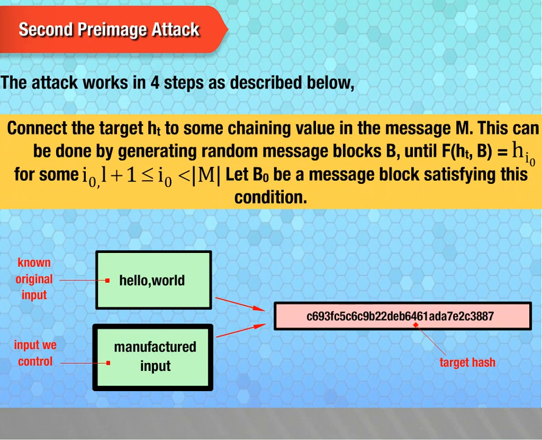Connect the target ht to some chaining value in the message M. This can be done by generating random message blocks b until f(ht, b) is equal to h_i0 for some i0, with L+1 ≤ i0 < |M|. Let b0 be a message block satisfying this condition.